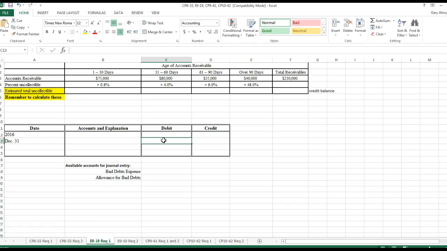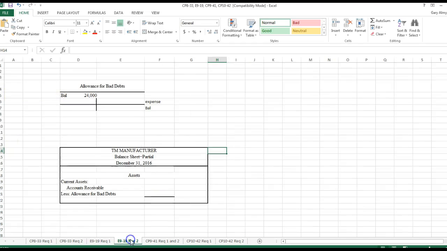So remember, it's currently a debit balance of $24,000, and we need to bring it up to a credit balance of $25,100. So we need to add those two amounts to put into this debit and this credit amount. Okay? And then this is your T account. You just want to put in the expense that we calculated with the new balance. And then you're going to have your accounts receivable, $230,000, less that allowance to come up with the new balance sheet amount for accounts receivable. And that's all you do for E919.